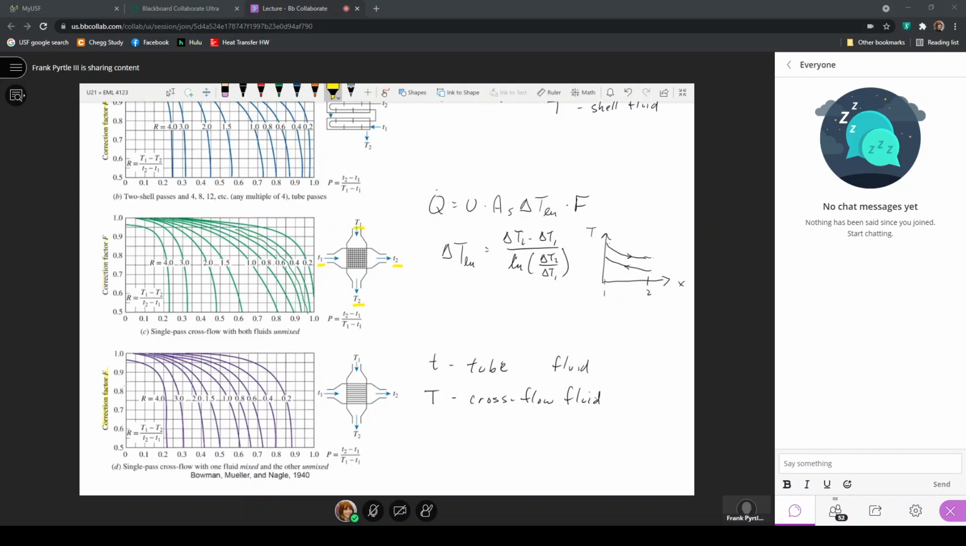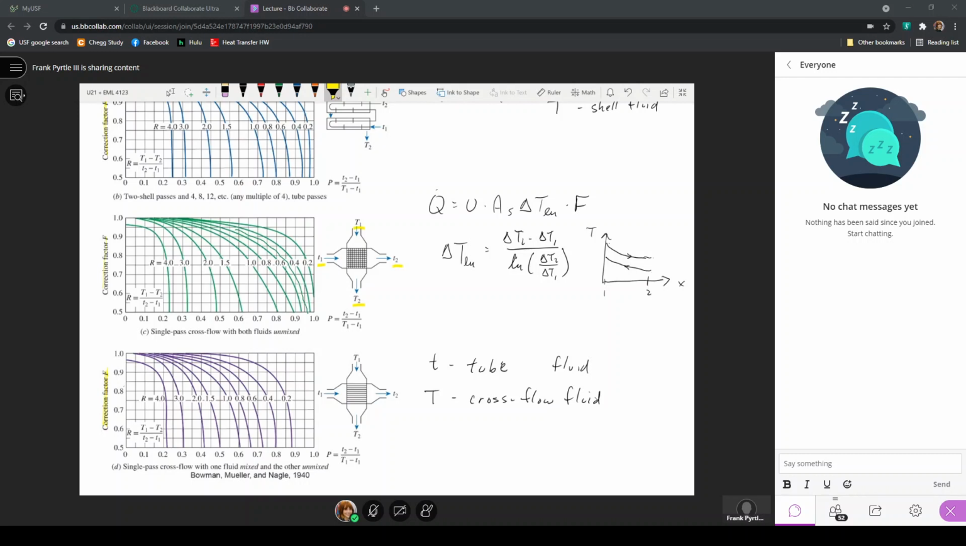We just have to modify the definition of the log mean temperature difference calculation, because those positions at which the fluids come into and go out of the heat exchanger are just different. They don't share common positions along the length of the heat exchanger. They come in at different positions and they go out at different positions. So in order to use these correction factors, this is how we would calculate that log mean temperature difference for a given problem.